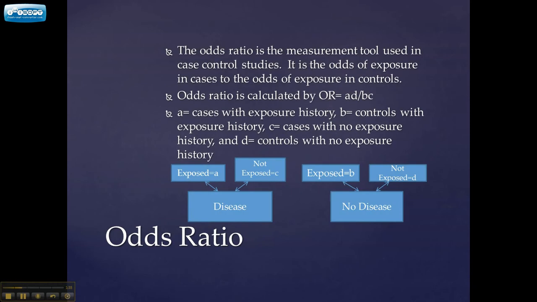The form of measurement used is the odds ratio. This is the odds of exposure for each group. This is calculated by A times D divided by B times C, where A are the cases with exposure, B are the controls with exposure, C are the cases with no exposure, and D are the controls with no exposure. This can be set up in a 2x2 table.